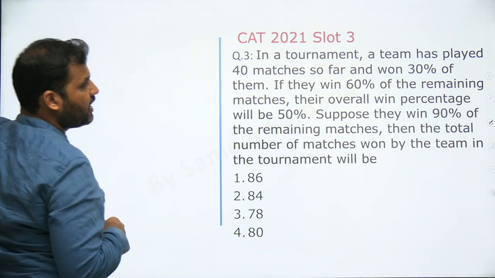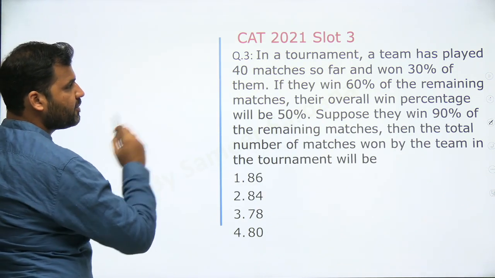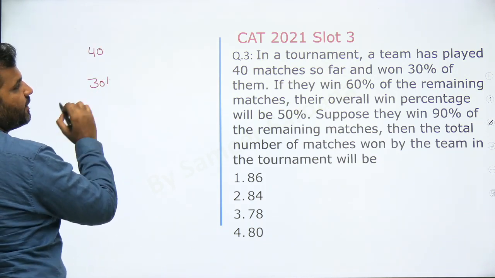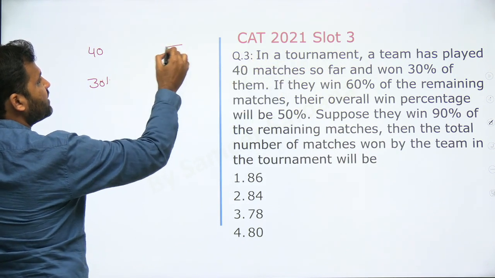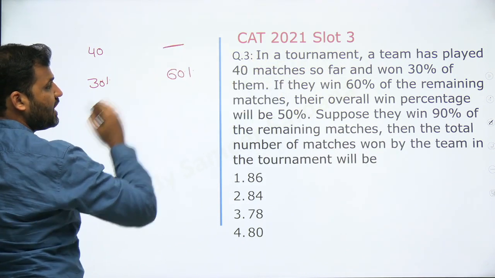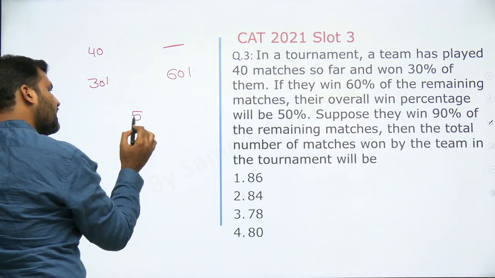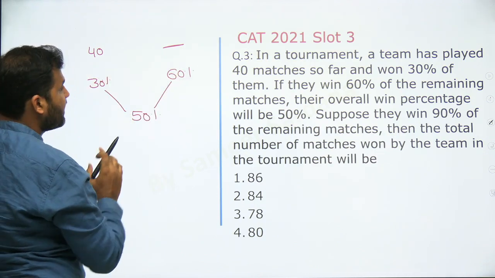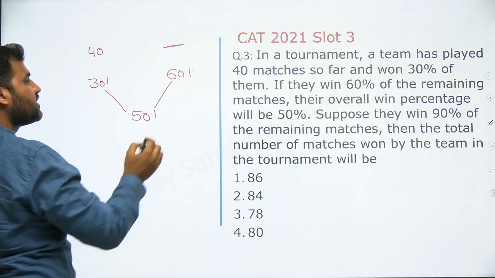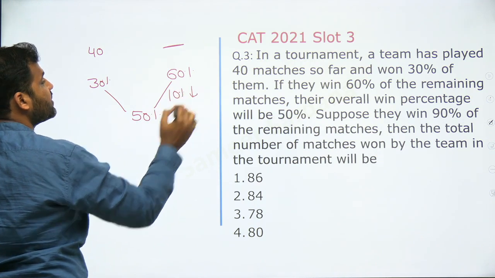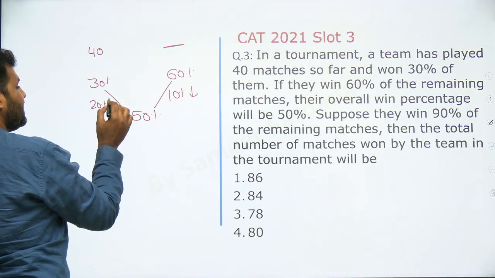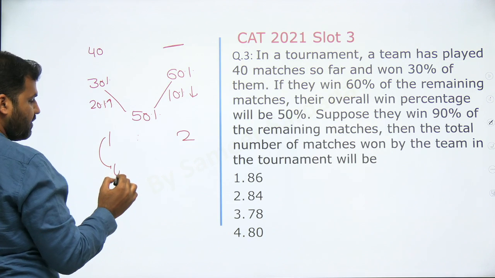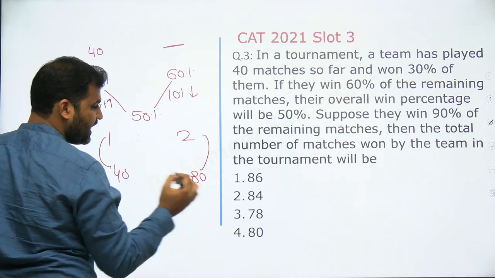In a tournament a team has played 40 matches so far and won 30% of them. So out of 40 matches the winning percentage is 30%. If they win 60% of remaining matches, overall percentage of winning is 50%. Balance it, 30% और 60% matches का winning percentage combine होके 50% match winning दे रहा है, तो कब लगाओगे weighted average? किस लिए पढ़ा था? Right, 20% increment. So see that this value will be in the ratio 1:2. 1 के सामने 40 matches, 2 के सामने the number of matches would be 80.